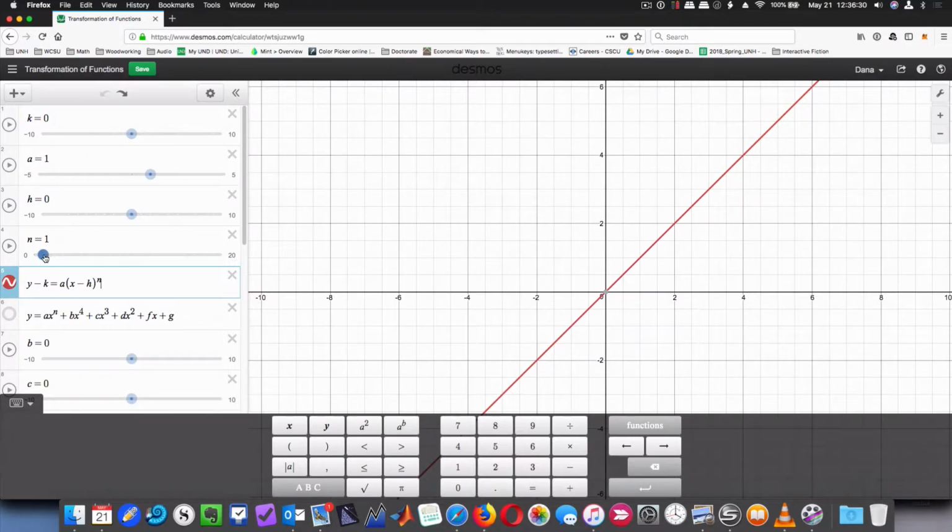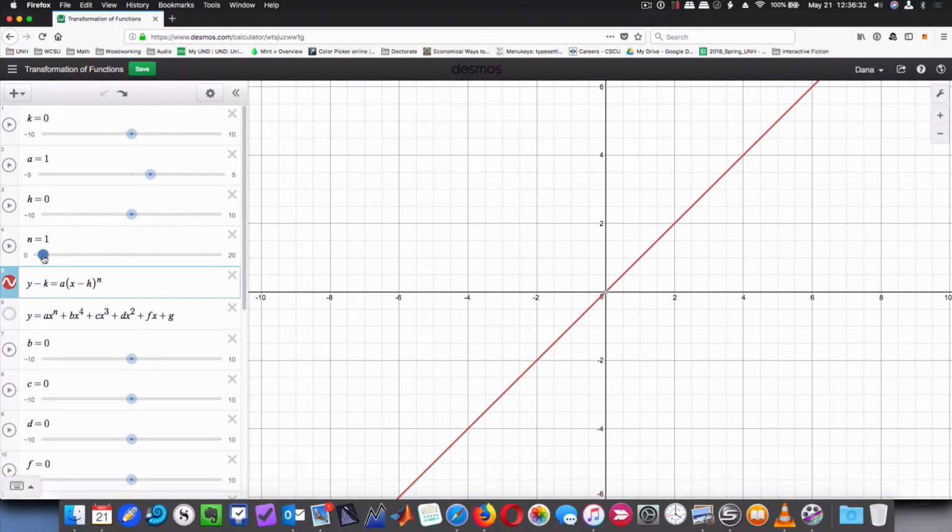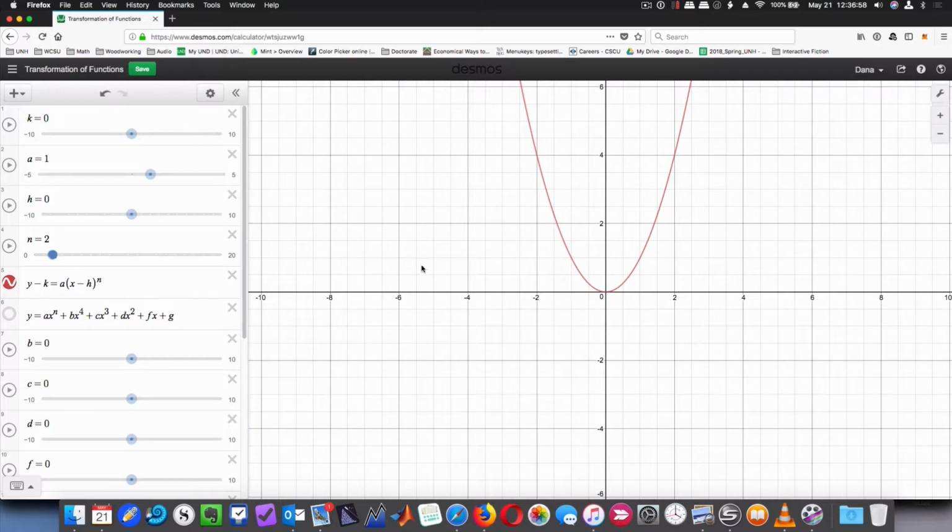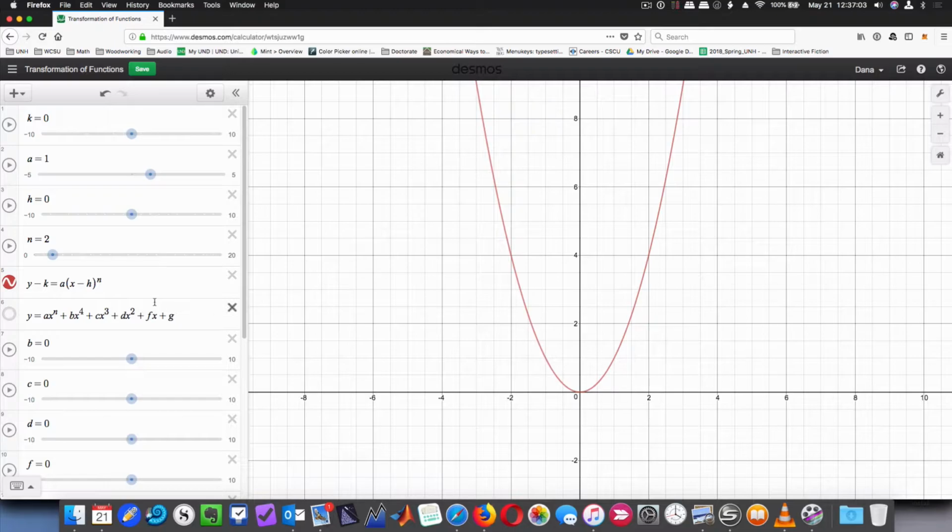If I were to change n to 2, hopefully you're thinking, what's that going to be? Hopefully you thought, if I change this n to a 2, I will have x minus h, quantity squared. Right now h is 0, k is 0, and a is 1. So really I'm going to have y minus 0, which is just y, equals 1 times x minus 0, which is just x, squared. So I really have y equals x squared, which is the parabola y equals x squared. So that's what we have right there.